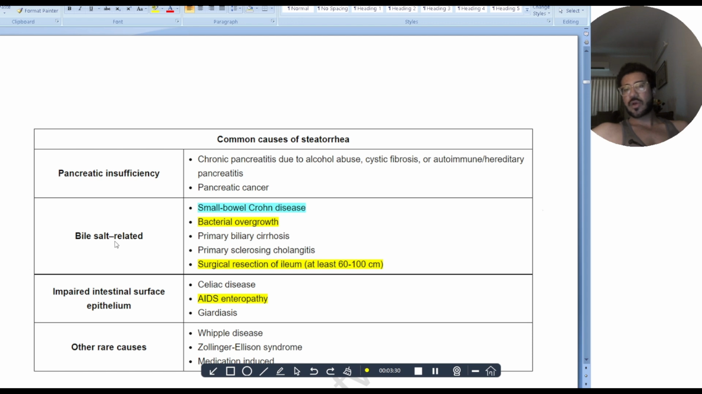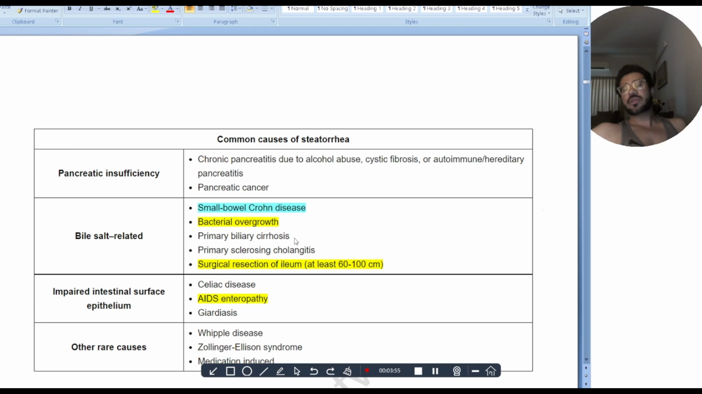So basically, bile salts help in emulsification, which is a process where the fat droplets are divided and broken down in order to increase their surface area so that the pancreatic enzymes, the lipases, can act better and cause the digestion. So the next reason is primary biliary cirrhosis.